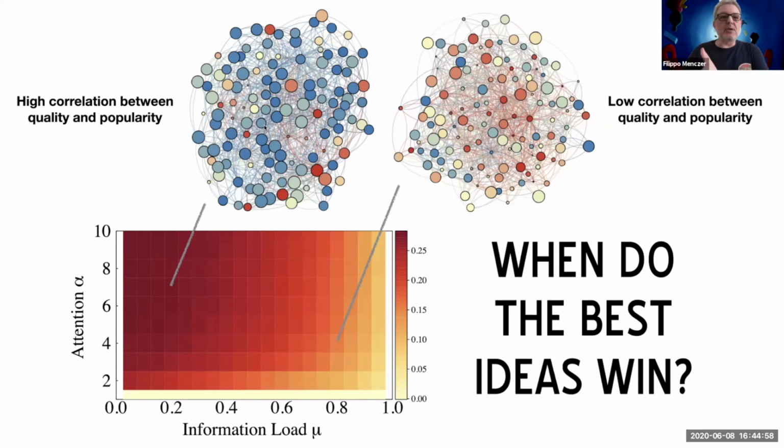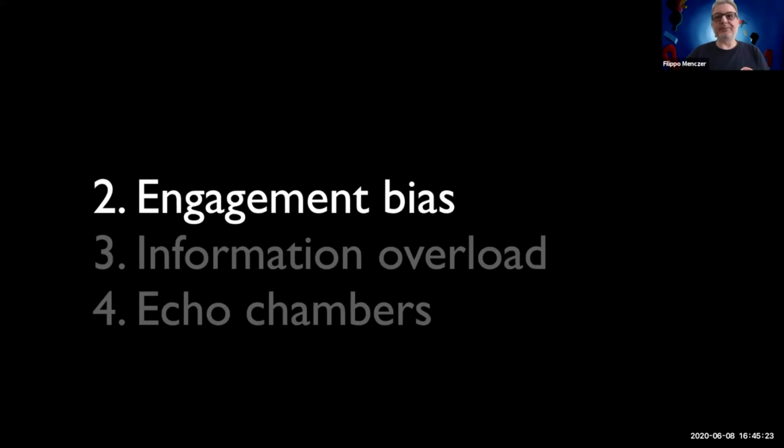These indicate that high quality memes are spreading. But if the information load is higher or the attention is lower, so we are in this information overload kind of scenario, then the correlation between popularity and quality is very low, as we see in the top right network, where a lot of the nodes are very small, which means that low quality nodes are spreading. And so again, the fact that users have limited attention makes it likely that low quality information will spread.